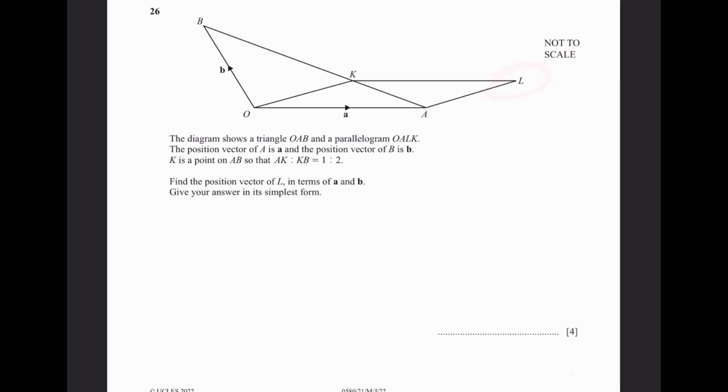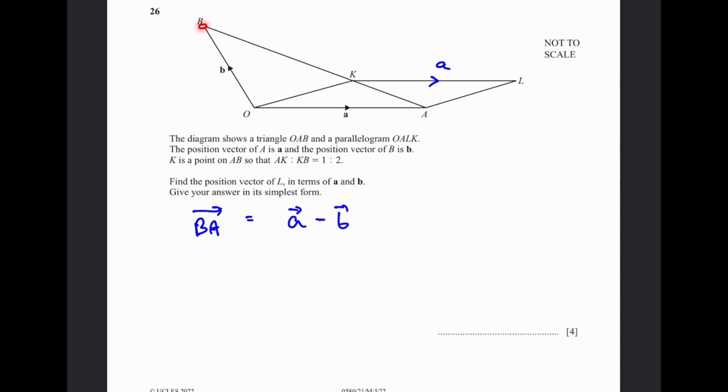So the position vector of L will go from O to L, which means we need to find these two vectors. We already have this one, so we'll concentrate on finding this vector. But in reality, the vector of K to L is also A, because this is a parallelogram. You can also find this vector here. So let's take the vector of B to A. That's equal to minus B, because we're going in the opposite direction, and then plus A. That's equal to A minus B. So BA is equal to A minus B.